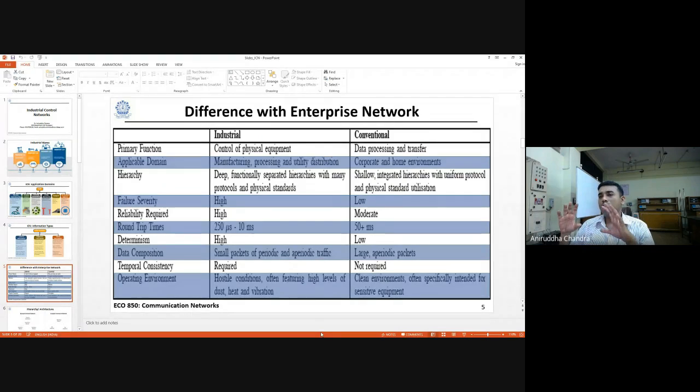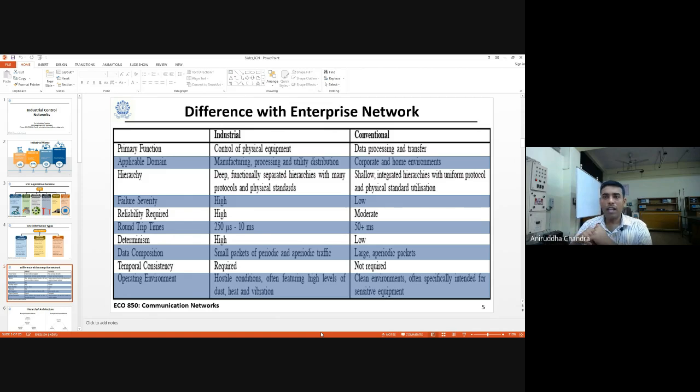So here are some parameters which I have noted down on the left-hand side, and based on that, we can compare the enterprise or conventional network with the industrial network. That means the network, say for example, in a software company and the network in a real-time factory. So the first thing is the primary function. Of course, the primary function is completely different.